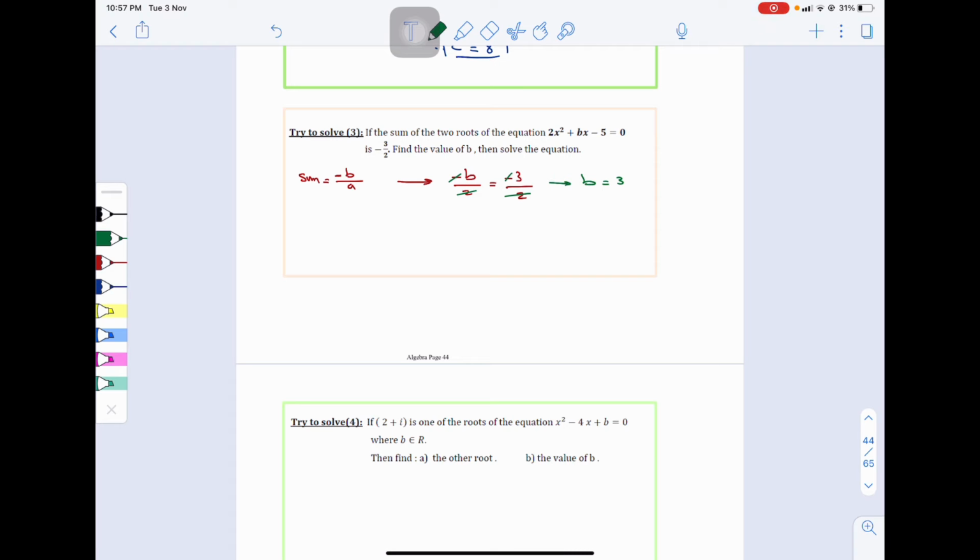Put 3 in the quadratic equation: 2x squared plus 3x minus 5 equals 0. So to solve this equation, you can use the general formula. a equals 2, b equals 3, c equals negative 5, and put the values in the calculator to get the answer, to find the solution set x1 equals and x2 equals.